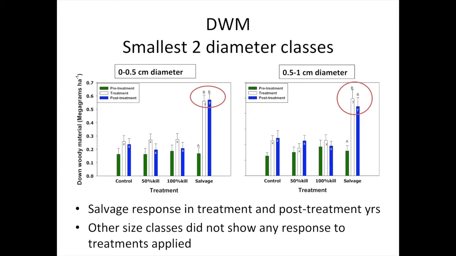And in some of those pictures I showed you, you see a lot of wood in those understory veg plots. We would have expected it in the other size classes as well, but we didn't. And also importantly, we didn't see any response yet in the 50% or the 100%. It's not really too surprising because we're just in that late green, early red attack, so the needles aren't falling yet, the branches aren't falling. So that's what we found in terms of the downed woody material.